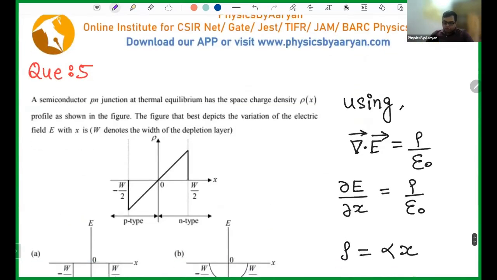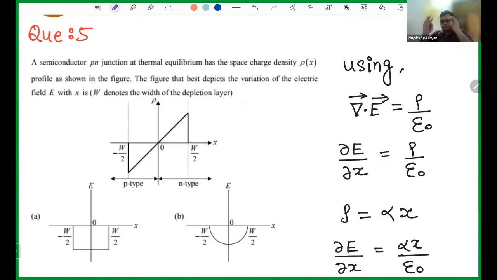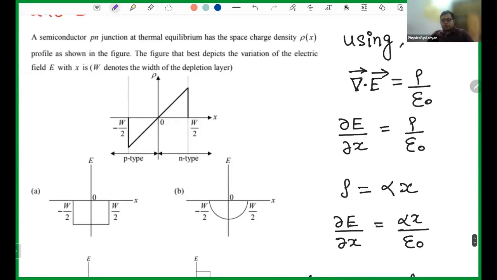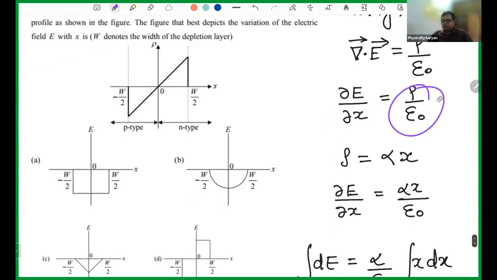Now the rho is given to you. I will come back to the PN junction diode, but from the basic diagram you can clearly see that rho is given. If the charge density is given and the electric field is asked, you do not need any knowledge of electronics, you need Gauss law. Gauss law is del dot E equals rho by epsilon naught. The electric field is asked with respect to x, so I am only taking the x component. So del dot E can be written as dE by dx equals rho by epsilon naught.